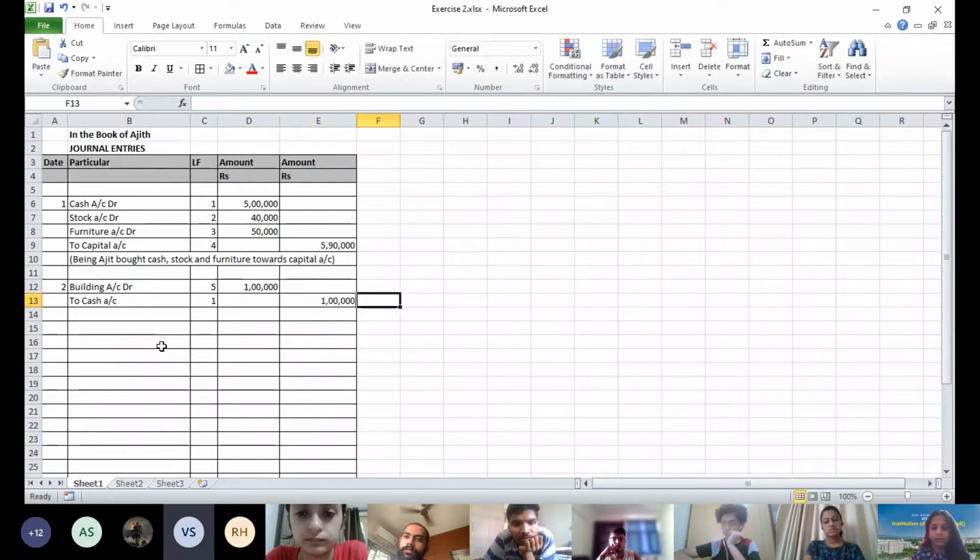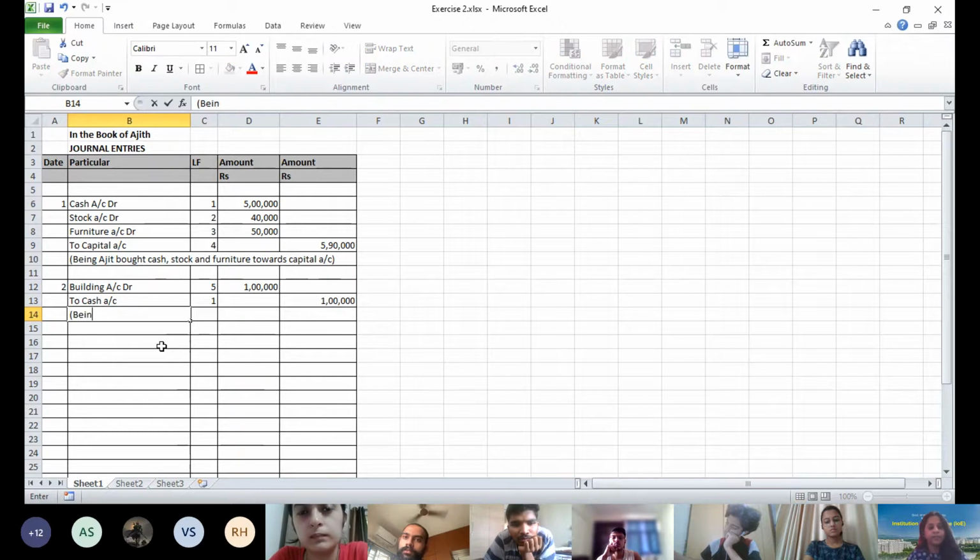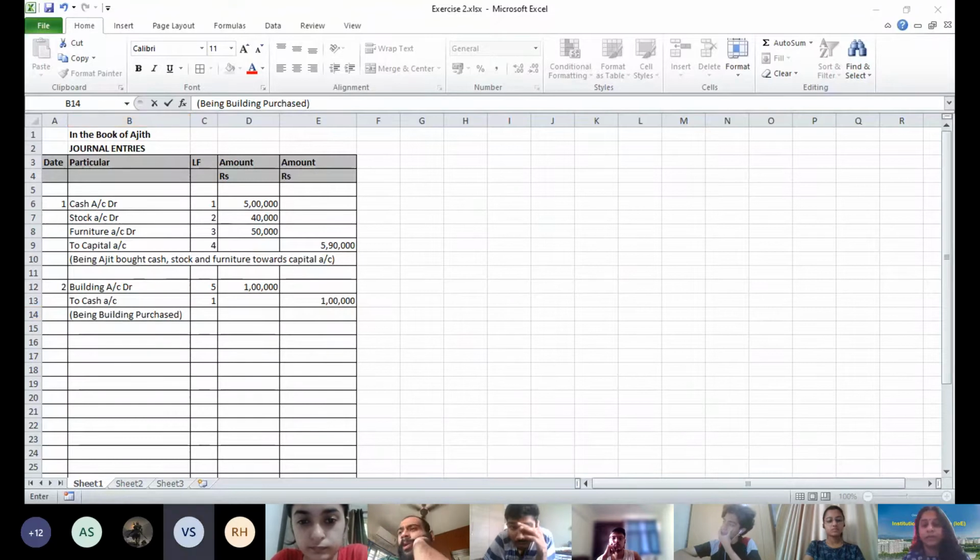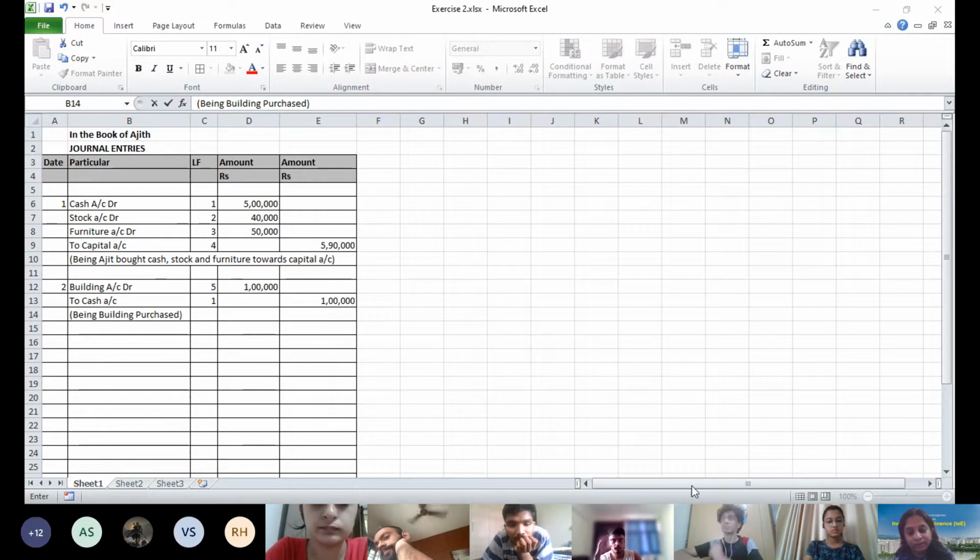Or would it be reverse? Cash to building or building to cash? Or why building to purchase should come? Give me an answer. By being building purchased. Why should I write purchase, Vishesh? Tell me. Because you're paying cash. Yeah, but what is the question? Purchase building for 1 lakh.